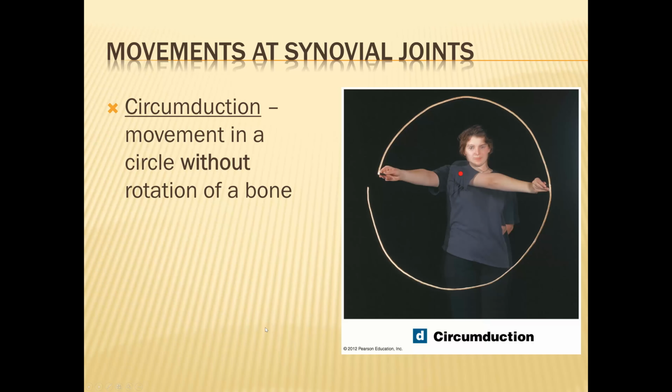There's also a type of movement called circumduction. This is movement in a circle without rotating a bone. So you can imagine if you had a piece of chalk in your hand and you're trying to draw a big circle on a chalkboard, your shoulder joint is moving in a motion called circumduction in order to do that.